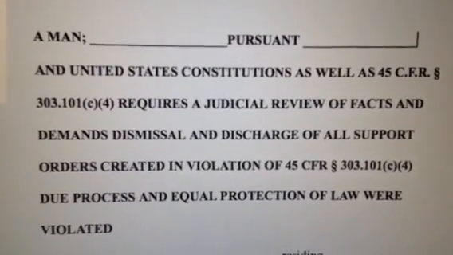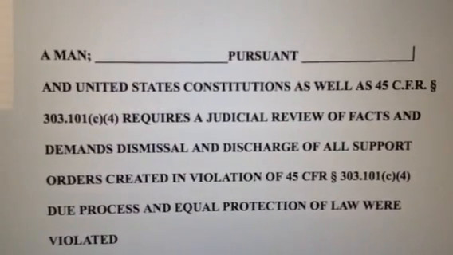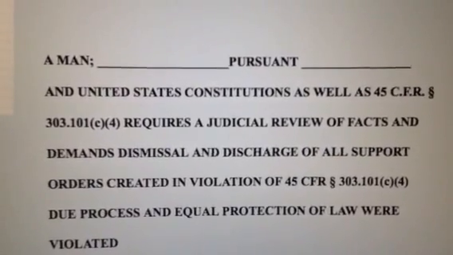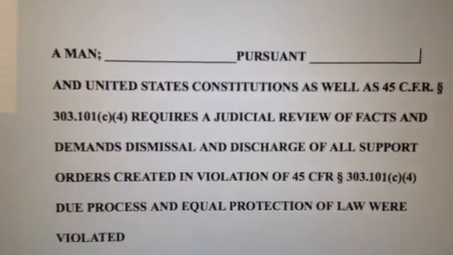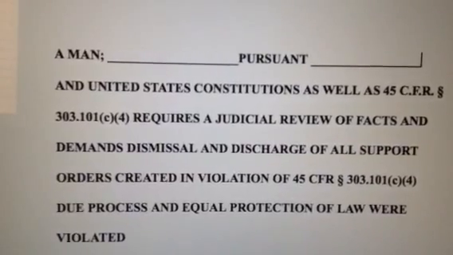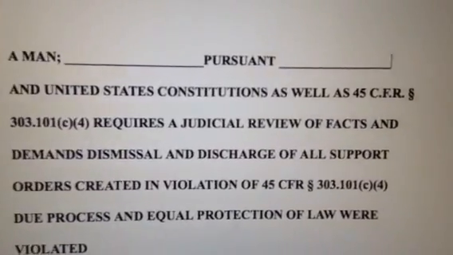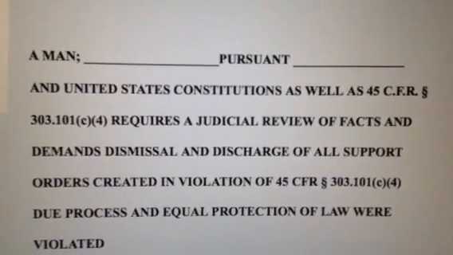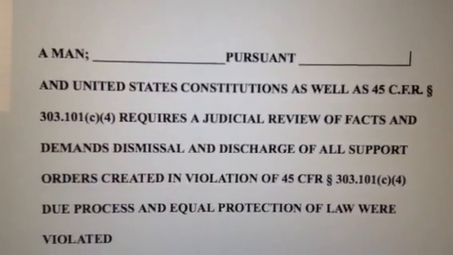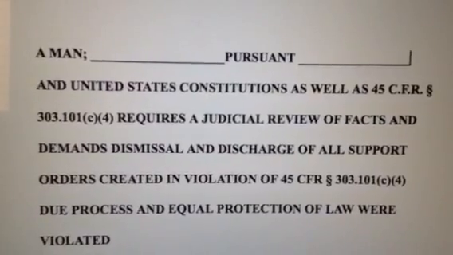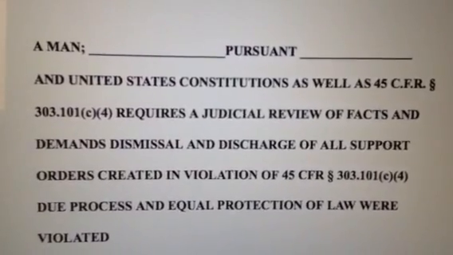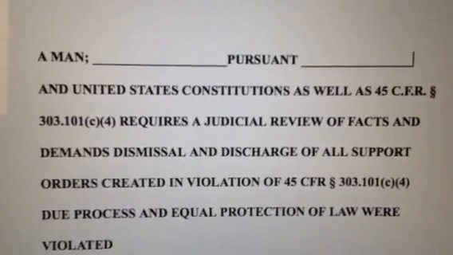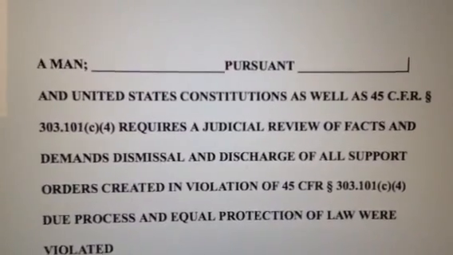But anyway, you're going to put a man, your name, pursuant to the state you live in, the United States Constitution, as well as 45 CFR 303.101 C4. That's the subsection that requires judicial review of the facts, and it requires due process. But anyway, you're requiring the judicial review, which is what this is. You're submitting this dismissal to a judge, hopefully. And it will go to a judge anyway.